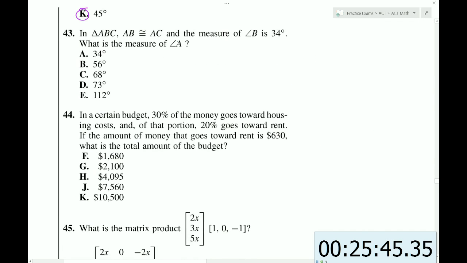In triangle ABC, AB is congruent with AC. So AB congruent with AC. If the measure of angle B is 34, what's the measure of angle A? Well, this one would also have to be 34. So then you got 68 away from 180 would give 112.